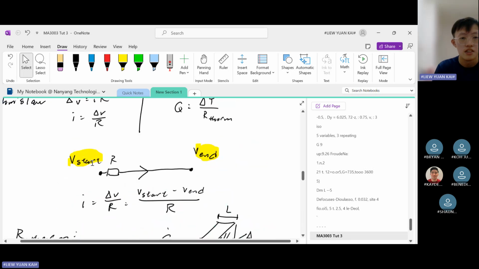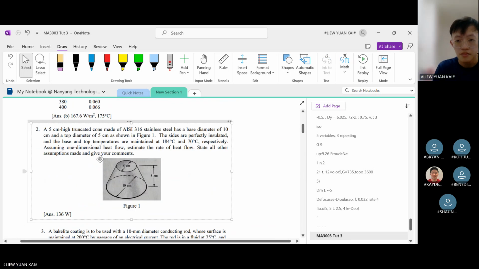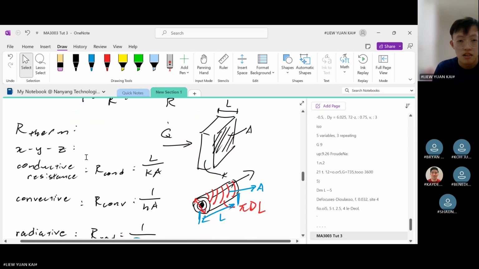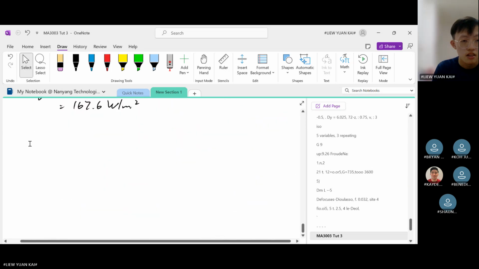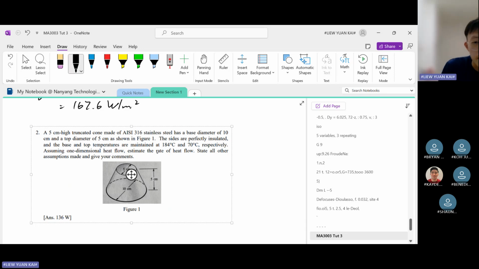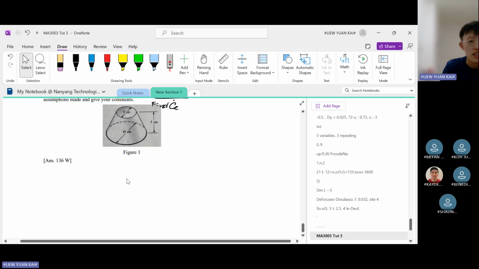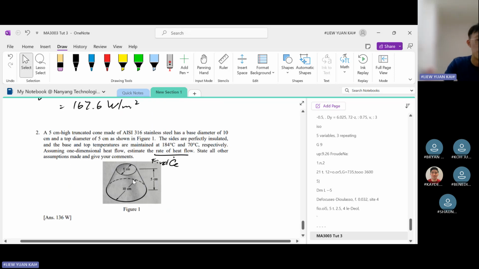Now we'll move on to the second question. How do we do this? Estimate the rate of heat flow. What they're saying is find Q dot. So how do we find Q dot? This is a conduction problem.